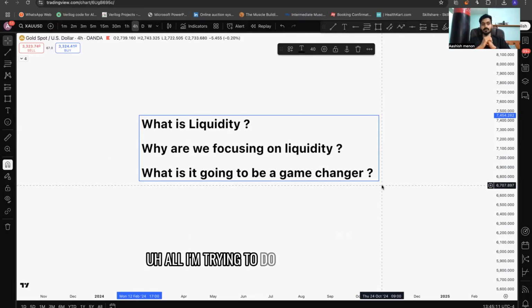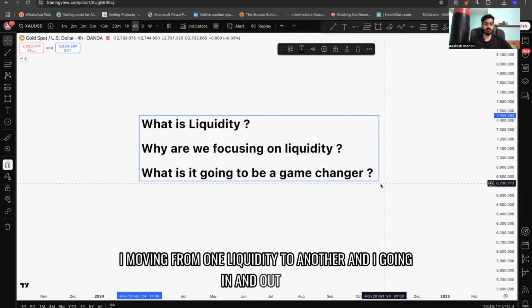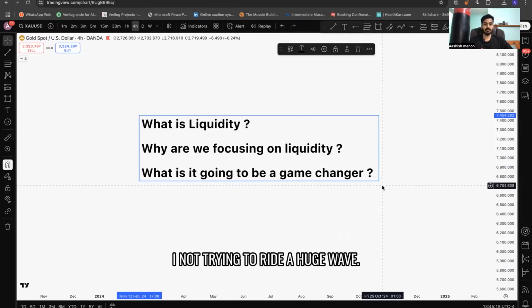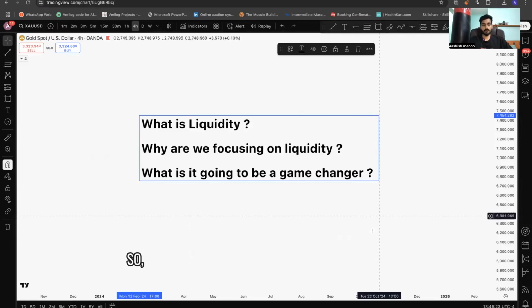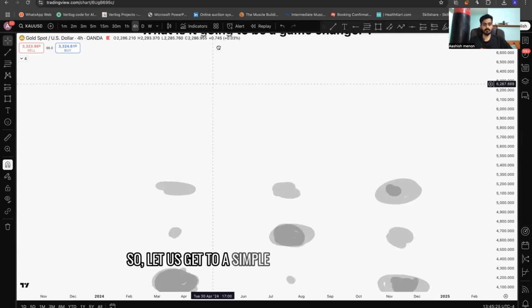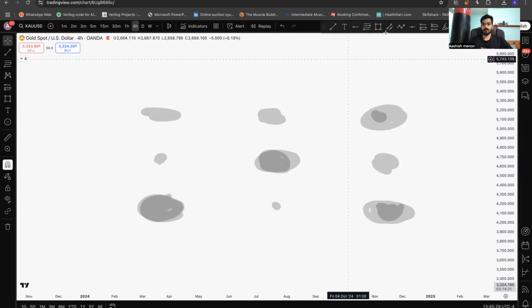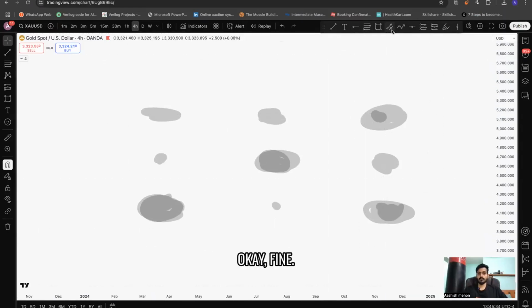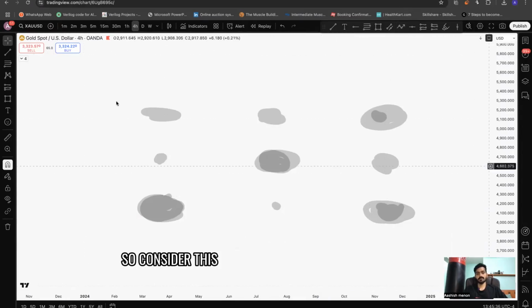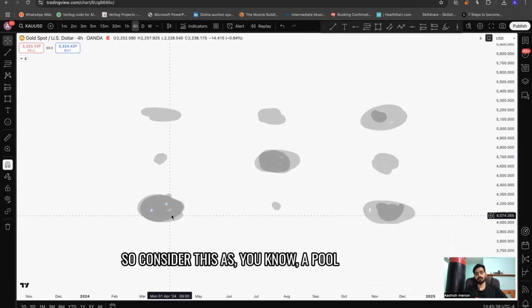All I'm trying to do is stay in line with liquidity. I'm moving from one liquidity to another, and I'm going in and out of it. I'm not trying to ride a huge wave. Okay, 1:2 is more than good enough for us. So let's get to a simple visual example on how liquidity works. Okay, so consider this as a pool of liquidity.